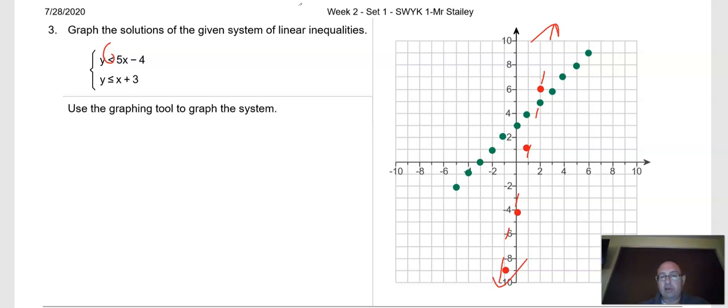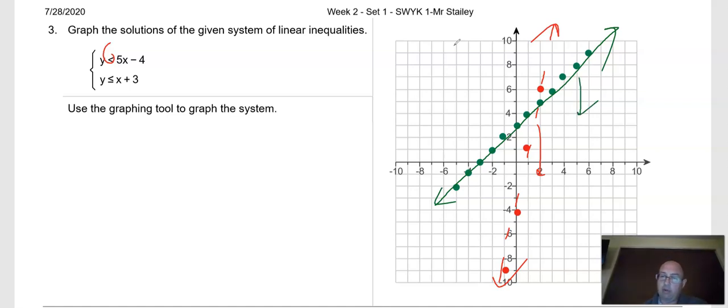Slope of 5, y-intercept of -4. It's shading below that line. Okay, keep that in mind. Switch to the green. We have a solid line there, right? Because it's got the equal to on it. And we are with a slope of 1 and a y-intercept of 3, and we are shading below that one.